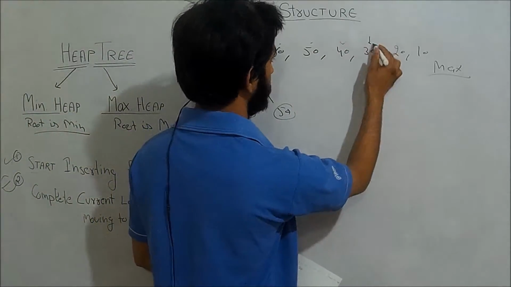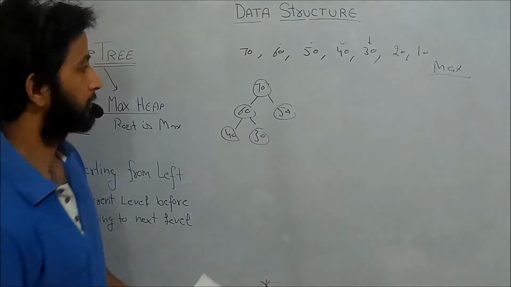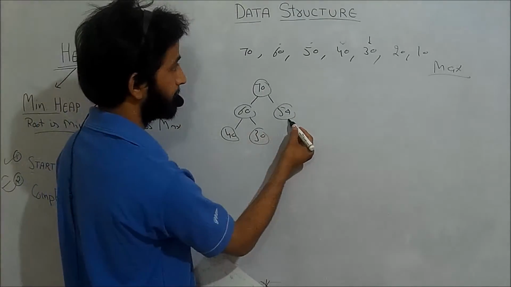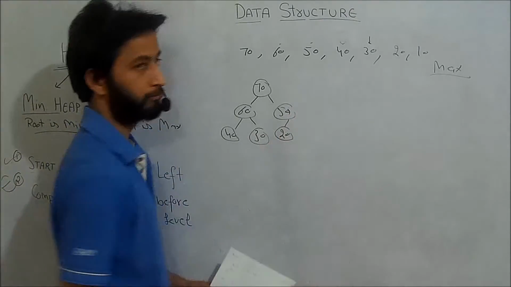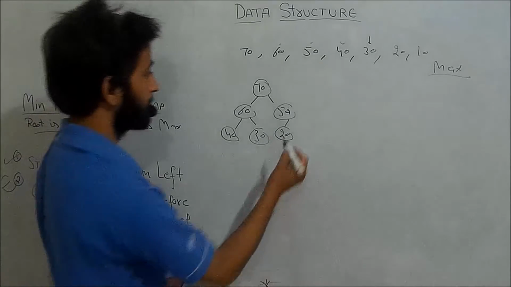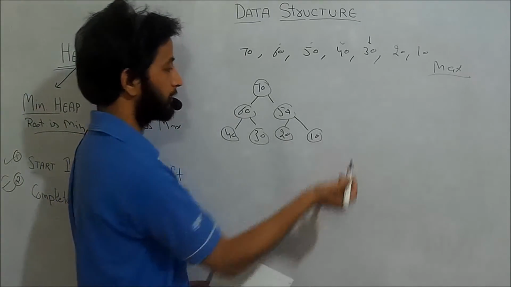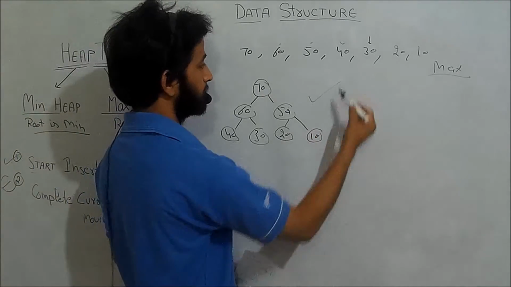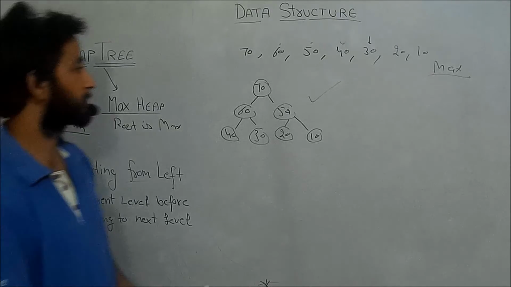After that we have 30. Same condition, root is maximum, it is okay. After that we have 20, same, 50 is maximum, then 20, then it is okay for the max heap. After that we have 10, so again it is okay. Okay, so this is the max heap for the given input string.